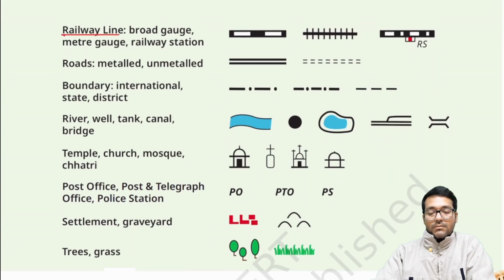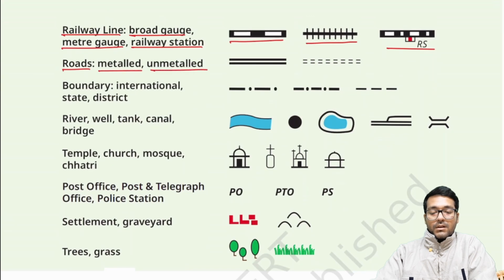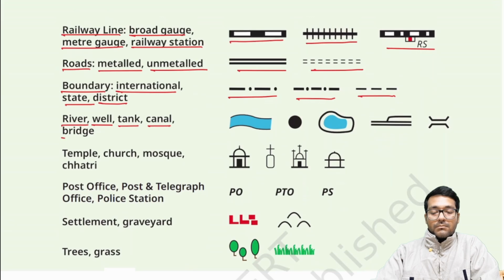You can see railway lines, broad gauge, meter gauge, railway station. Roads, metalled, unmetalled. Boundary, international, state, district. River, well, tank, canal, bridge.